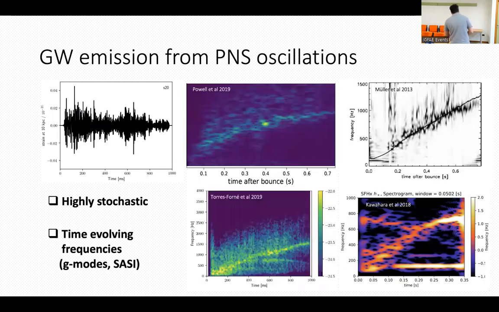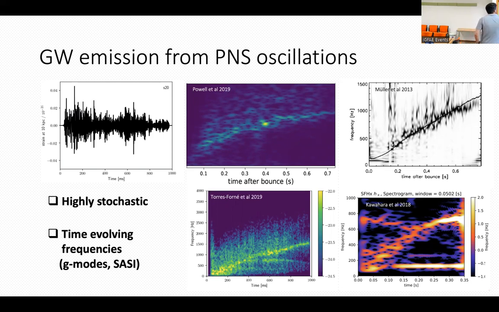But if we look at the time-frequency evolution of this kind of emission, you will see that for all the groups, all the codes, all the progenitors, you have these increasing arcs in frequency that correspond, and I will prove this later, to one of the normal modes of oscillation of the proto-neutron star. So we cannot predict the gravitational wave emission instantaneously because it is stochastic, but the time-frequency evolution is more or less clear and well known in all the simulations.